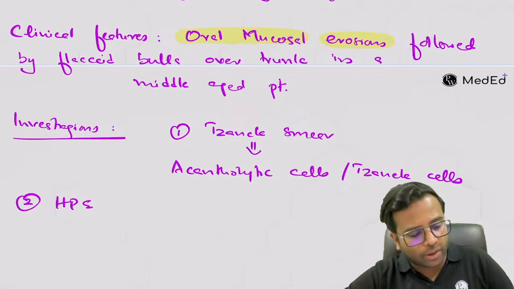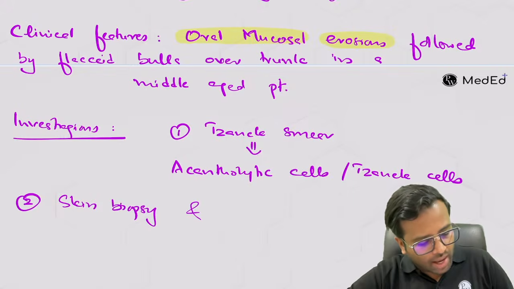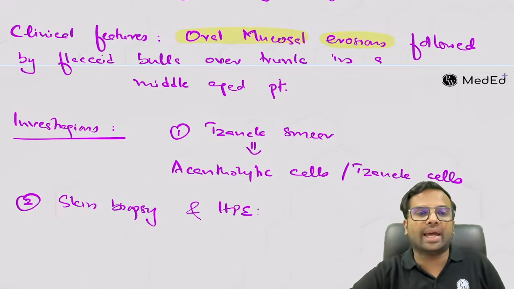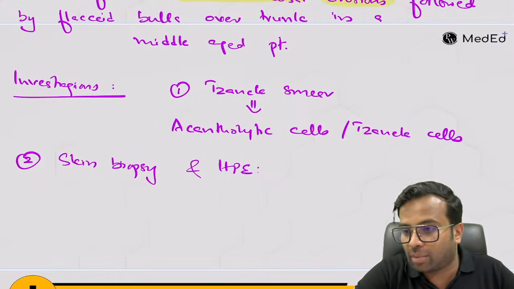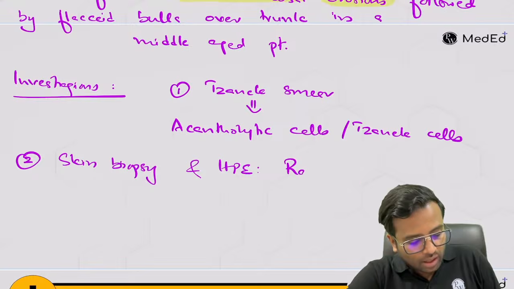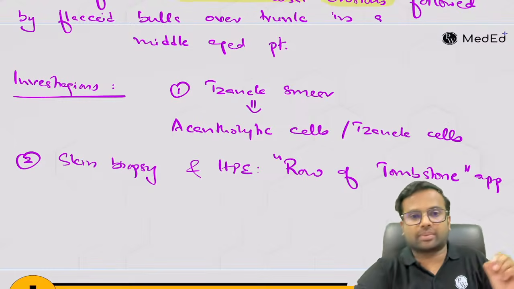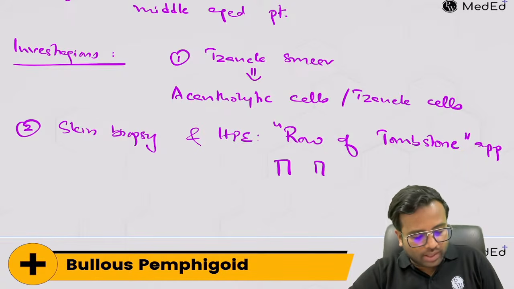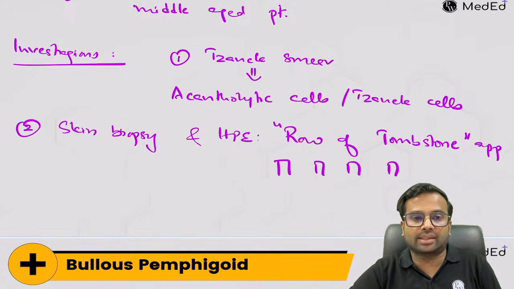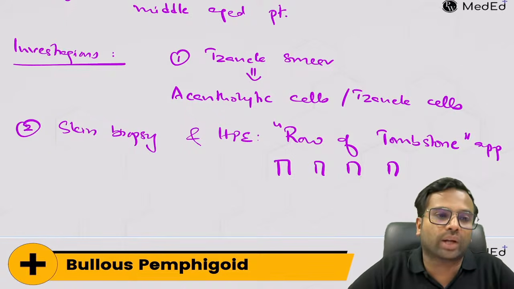That is a skin biopsy, isn't it? Skin biopsy and histopathological examination. So when we do a histopathological examination, we can see a row of tombstone appearance. So what do you mean by a row of tombstone? The basal keratinocytes will appear something like this, like in the graveyard. It's called the row of tombstone appearance.